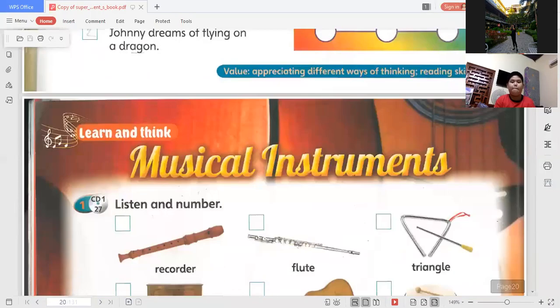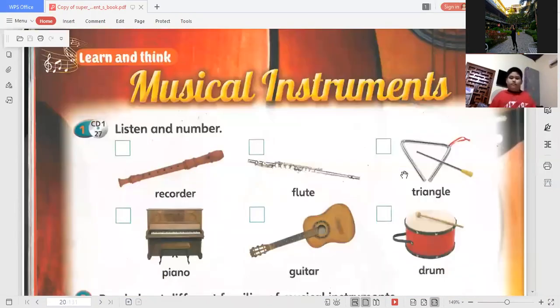Okay, anyways, for today, we are going to continue to study your book. So now let me share your book to you. Please wait. All right, here it is. Can you see your book? Yes. Okay, so today we will talk about musical instruments.